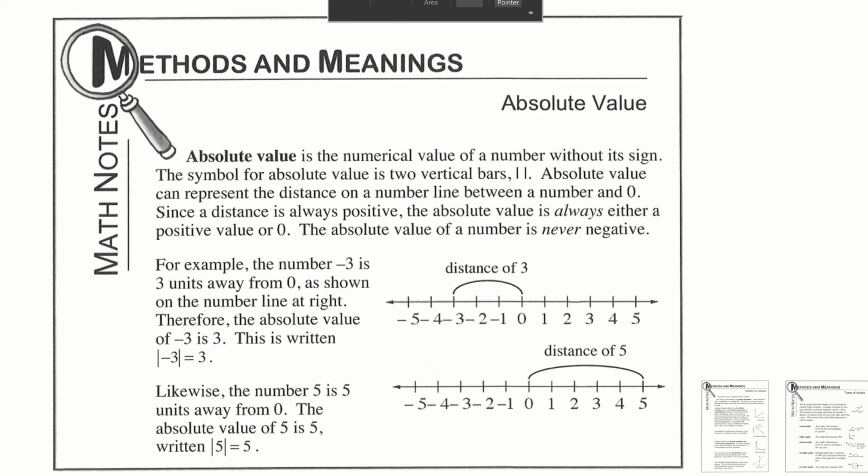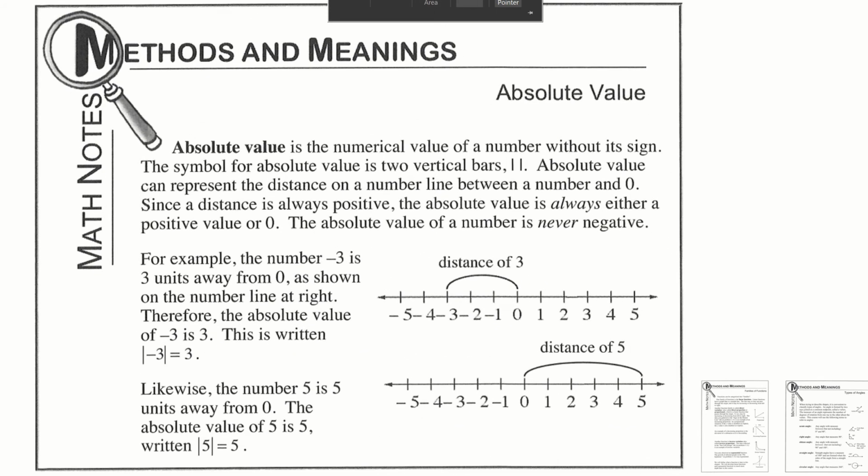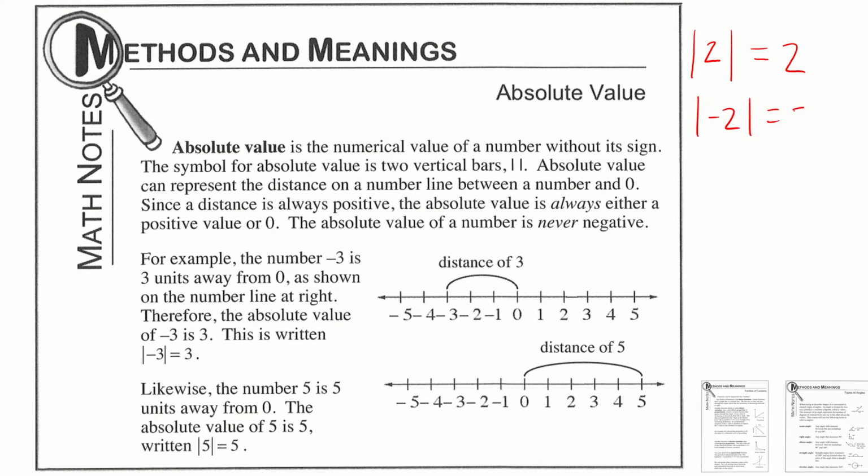So let's first start with this idea of the absolute value. The absolute value is the numerical value of a number without its sign. As they're explaining below, you could have a number like 2. The absolute value of 2 would be just 2. The absolute value of negative 2 would also be 2.